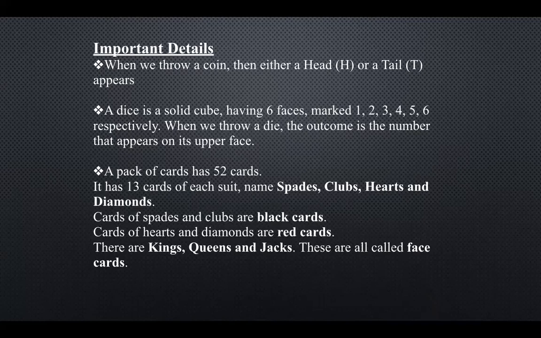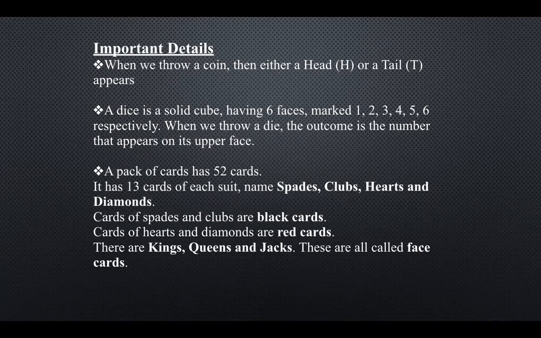So these are the 4 types of questions that come from this topic: coin, dice, pack of cards, and simply taking out different colored balls from bags. When we throw a coin, we get either heads or tails. When we toss a die, we get 1, 2, 3, 4, 5, or 6, and the outcome is the number that appears on its upper face. I believe everyone is clear on these 2 things.